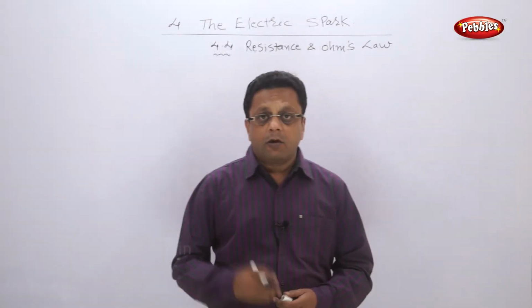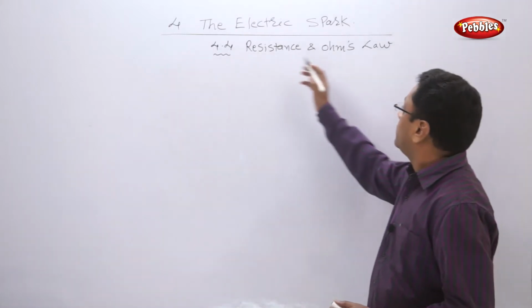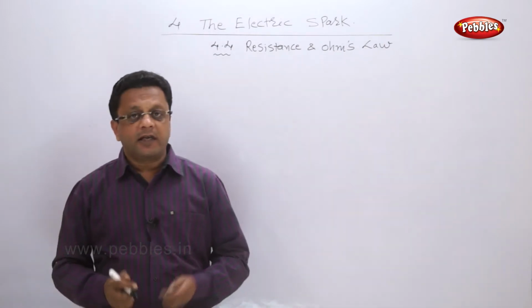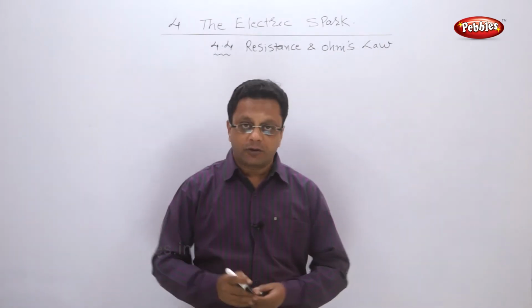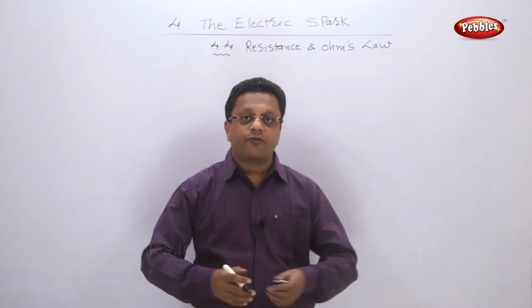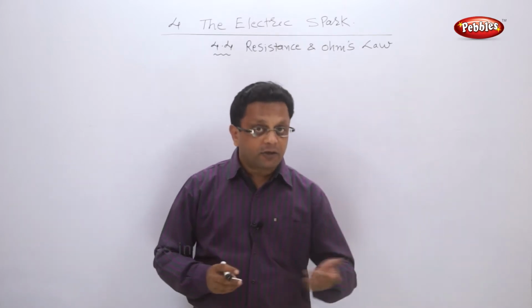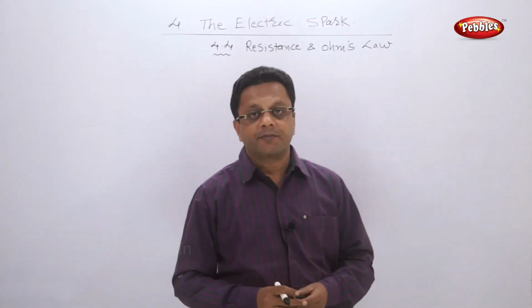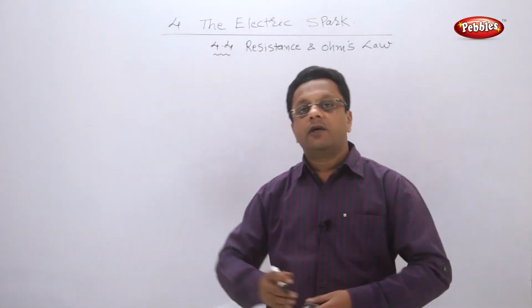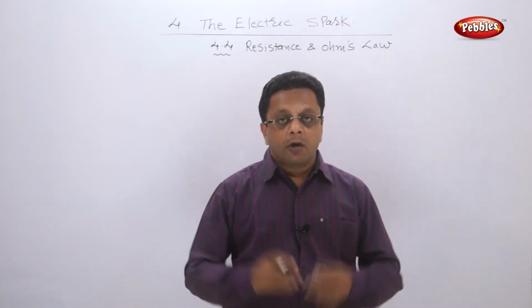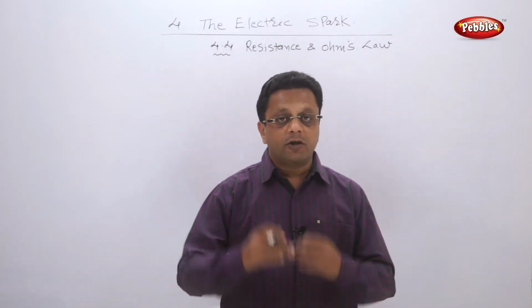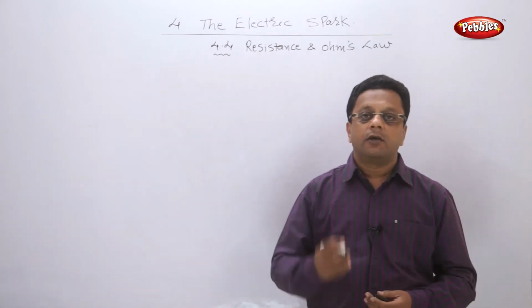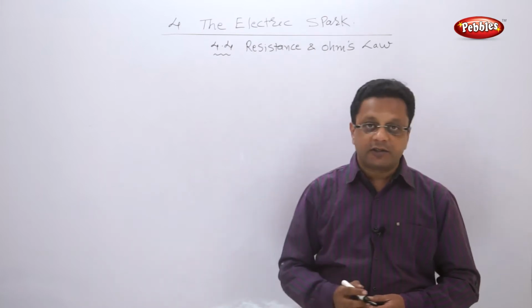So let us see now what is resistance and Ohm's law. Now we have already seen that electric current is a flow of electrons. When this electron flows, it collides with other electrons, ions, atoms within the conductor or in the path of the electron flow. Due to these collisions, there is obstruction to the flow of electrons, and this obstruction is called resistance.